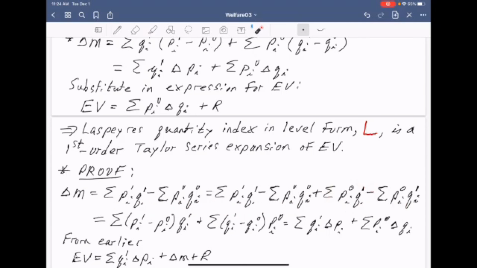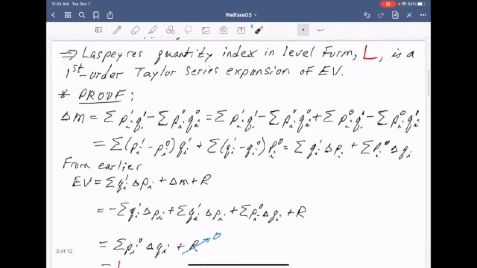When we do that and regroup, we get the sum of the difference in the prices between the future and the current situation multiplied by the appropriate quantities in the future situation, plus the change in the quantities between the future situation and the current situation multiplied by the price of the current situation. Then we get the sum of the Q_i at the future times the change in price plus the sum of the prices in the current situation times the change in quantity.